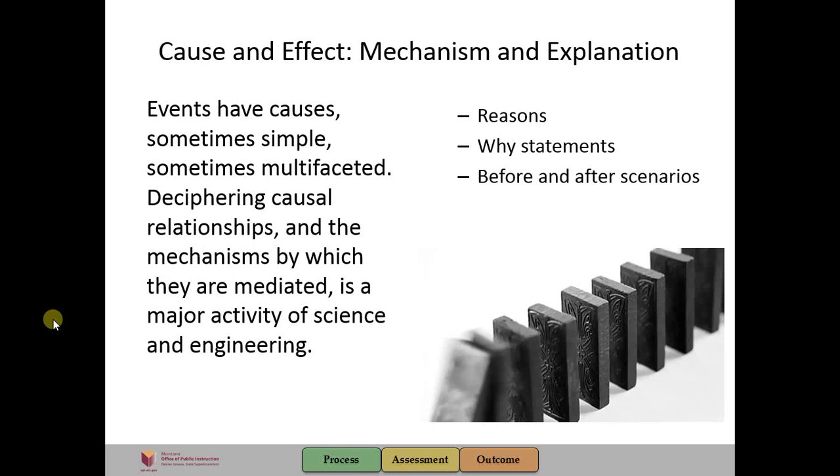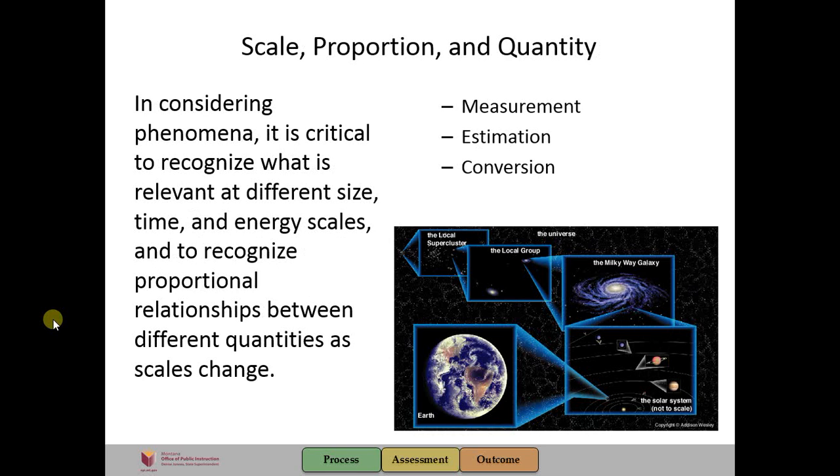The third cross-cutting concept is scale, proportion, and quantity. A summary statement for this concept is that in considering phenomena, it's critical to recognize what's relevant at different size, time, and energy scales, and to recognize proportional relationships between different quantities as scales change. There are lots of times when we call on this in our instruction in order to better understand science. Some things to look for in an item would be measurement, estimation, and conversion.